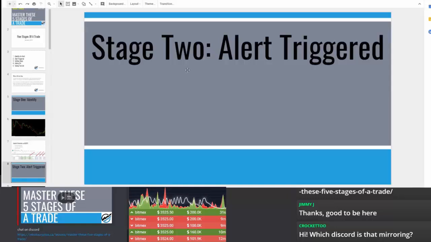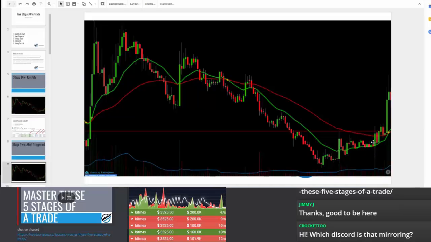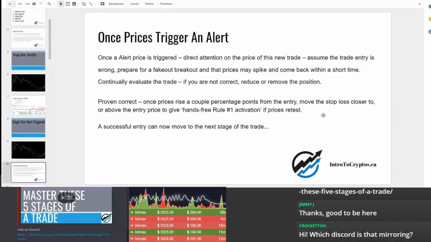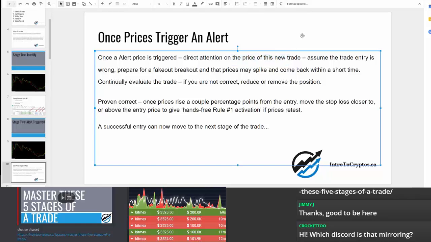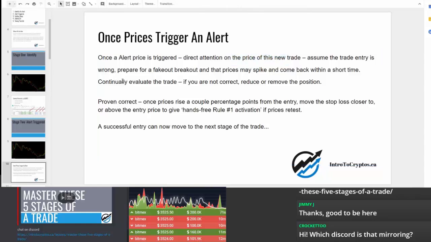Now stage 2 of the trade happens when the alert is triggered. So here we are with the 1, 2, 3 bottom formation, and this is where the alert has been already triggered. As it's breaking above this area and surging, this would be where our alert's triggered, and we have to come in now and make decisions on what we're going to do. So once the alert price has been triggered, we need to spend direct attention on the price of this new trade. We have to assume that this trade is wrong.